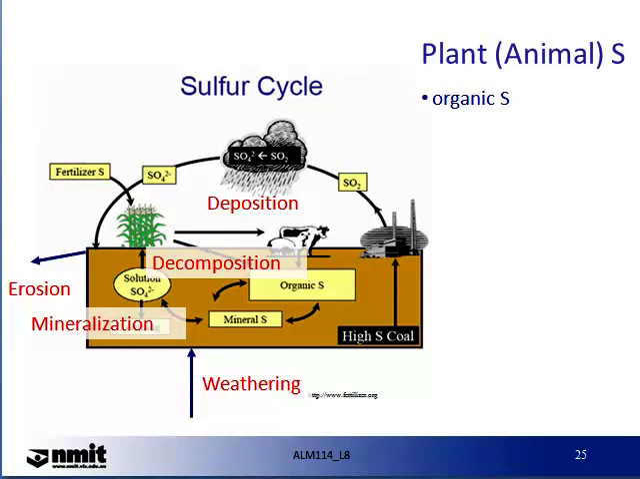The conversion of organic sulfur to inorganic sulfur by burning may also make the nutrient more susceptible to leaching. As you can see on the diagram, the components to think about when managing organic sulfur are decomposition, mineralization, weathering, and erosion.